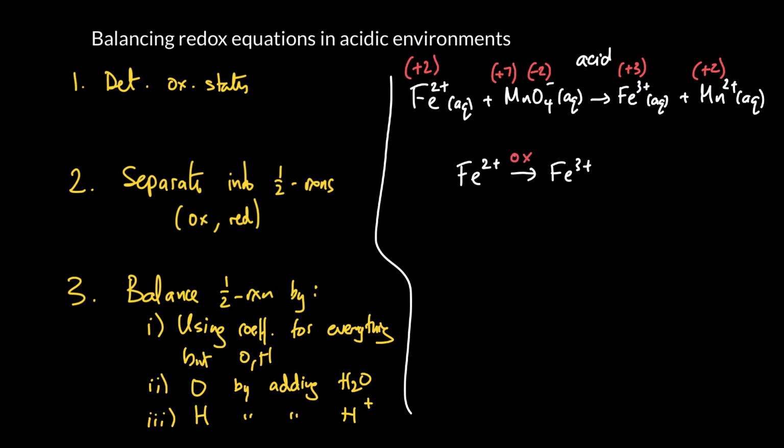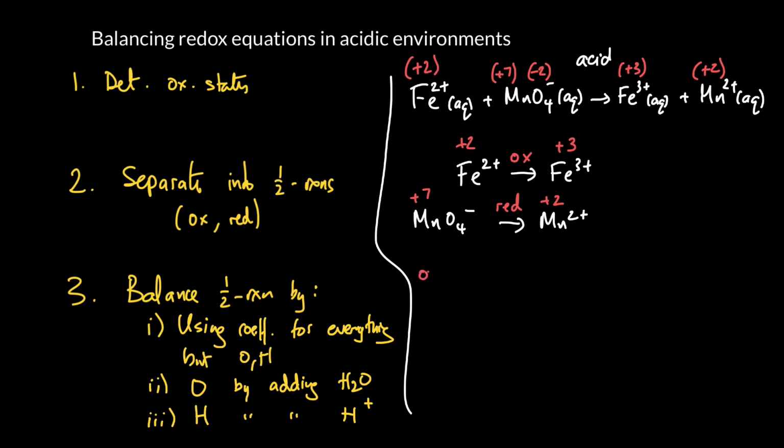The manganese is going from +7 to +2. That is a decrease in oxidation state, so that is a reduction. The easy way to remember it is if 7 goes to 2, it's reduced in size, and it's reduced in electrochemistry terms as well. And if 2 goes to 3, we're looking at an oxidation number, so the bigger it is, the more oxidized it is. So those are our half reactions, and we're going to balance each one separately.